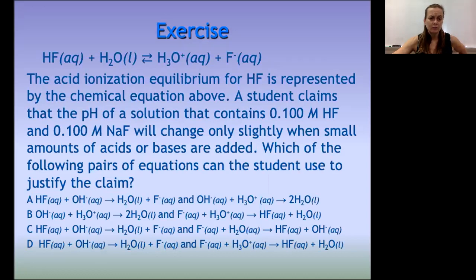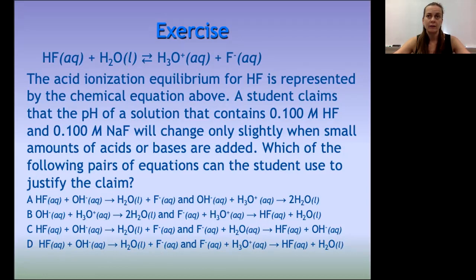So what are our two equations? Well, they're the two equations we just talked about. They're hydrofluoric acid reacting with hydroxide ion to form water and fluoride ion, and hydronium ion or hydrogen ion reacting with fluoride ion to form hydrofluoric acid and water. And that pair is choice D. So make sure when you're trying to account for how this works that you're talking about the reaction of hydroxide ion with undissociated acid and the reaction of hydrogen ion with the conjugate base.